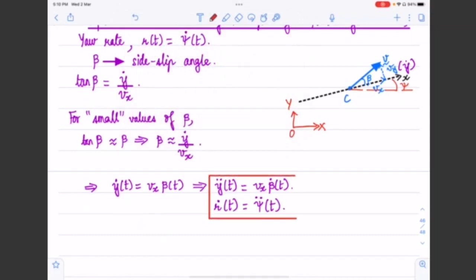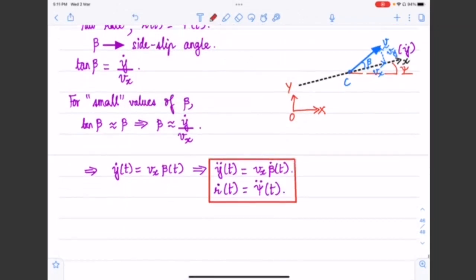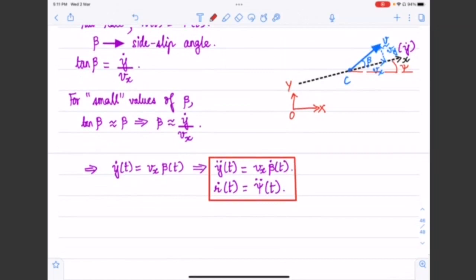Now we are going to answer the question of how we rewrite the dynamic bicycle model using the yaw rate and the side slip angle beta. The question we ask ourselves is, how do we rewrite T1 and R1?